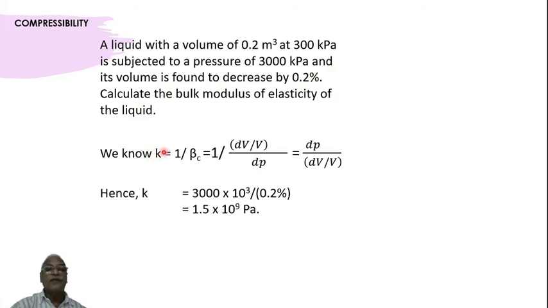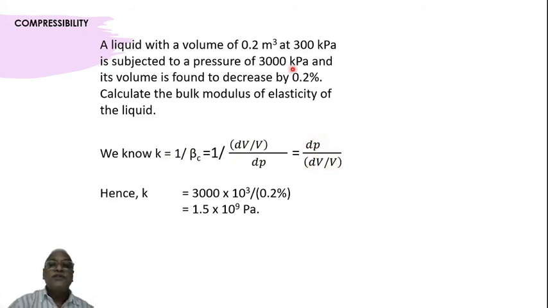We know K, bulk modulus, equal to 1 by beta c. But beta c we have defined as minus dV by V by dP. That's why this becomes 1 divided by dV by V by dP. So ultimately K becomes dP by dV by V.